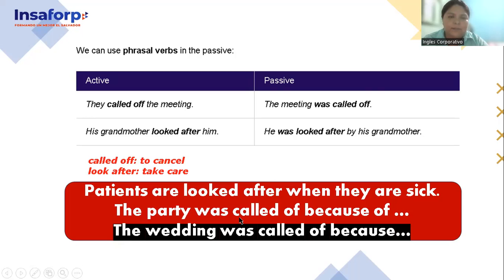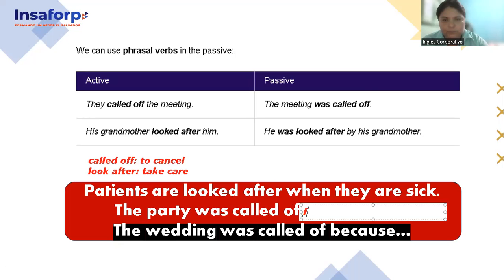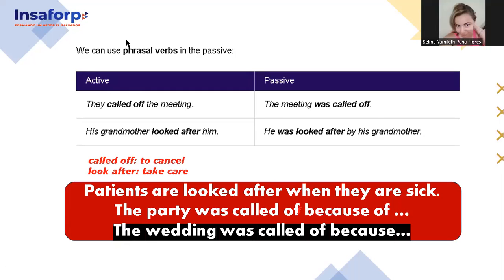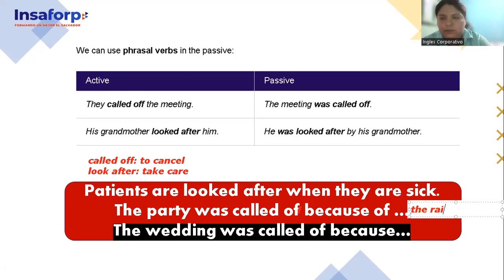The party was called off because of the rain. Why? It's raining? Okay, because of. Okay, because of the rain. Because of the rain.